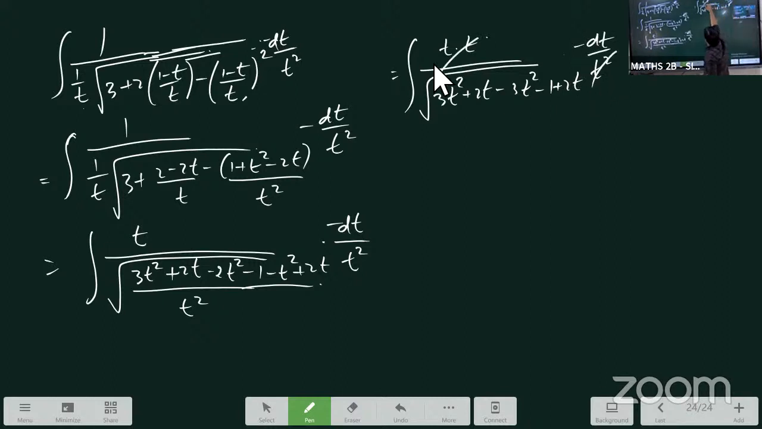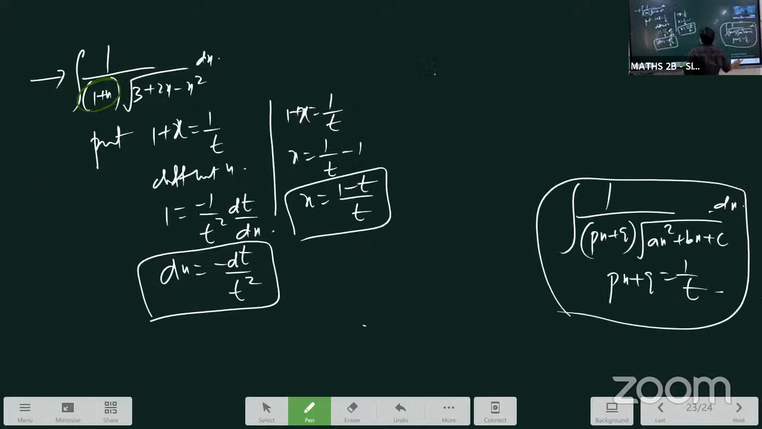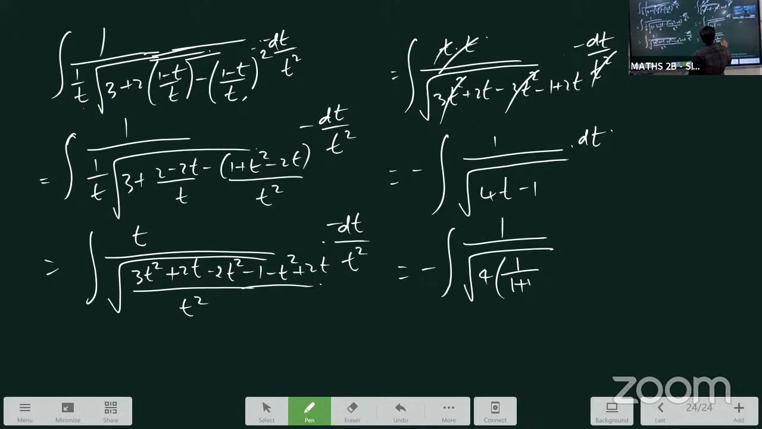Now t square gets cancelled, and this also gets cancelled. So that is minus, outside, 1 by under root of 4t minus 1 is left out, and this is dt. Yeah, minus will be outside. Okay, this is fine. Now minus integration of 1 by under root of 4 into, but what is t? Your t is nothing but 1 by 1 plus x, correct? T is nothing but 1 by 1 plus x minus 1, dt. That is minus outside as it is, right?